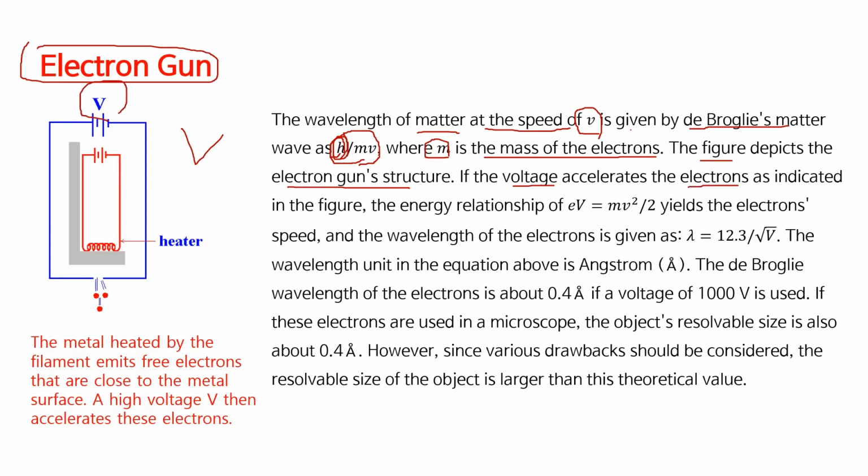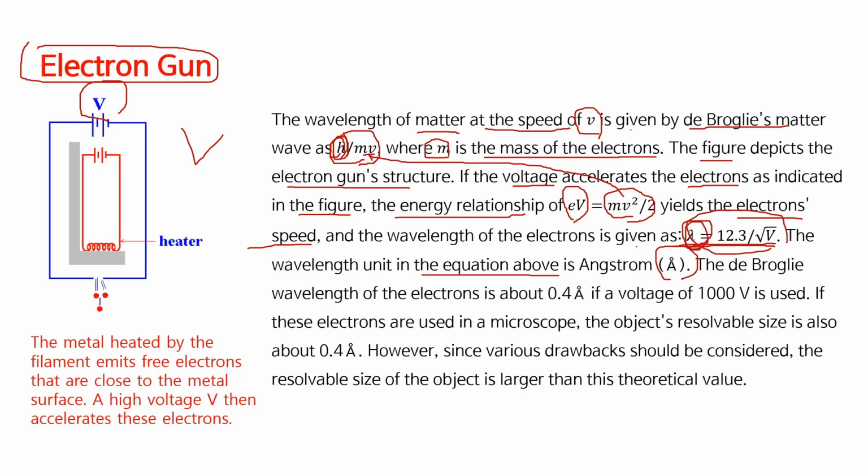If the voltage V accelerates the electrons as indicated in the figure, the energy relationship eV equal to half mv squared yields the electron's speed. The wavelength of the electrons is given as this relationship. If we put the speed v here, we can get this relationship. The wavelength unit in the equation above is angstrom. This lambda is in units of angstrom.